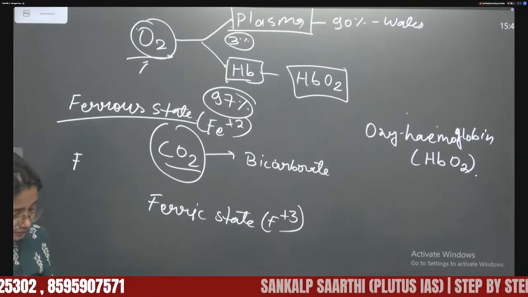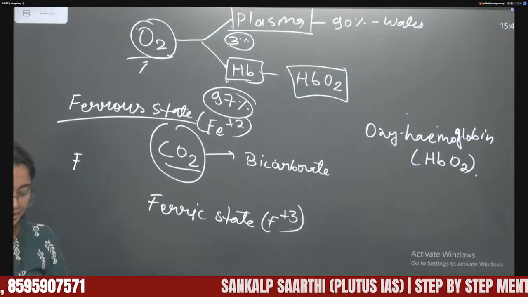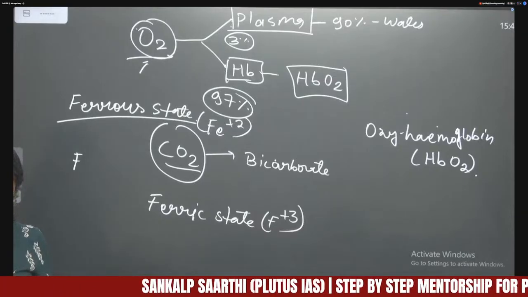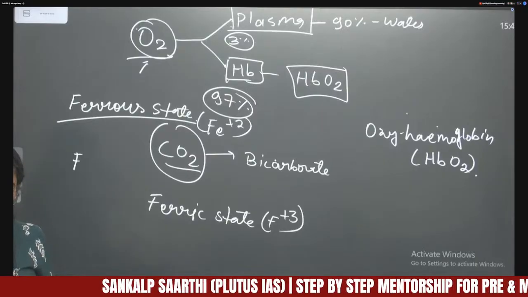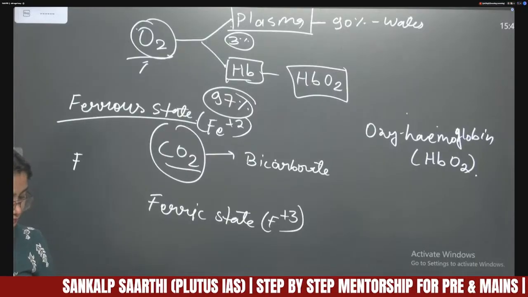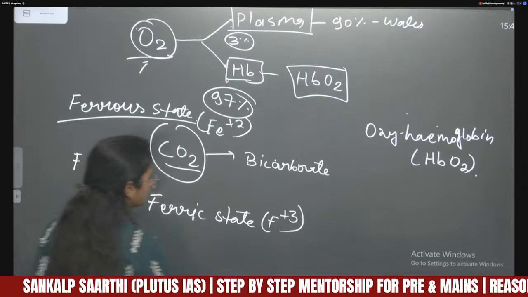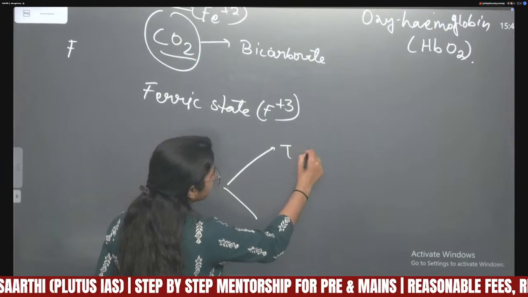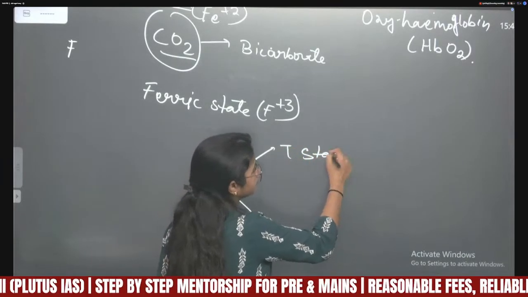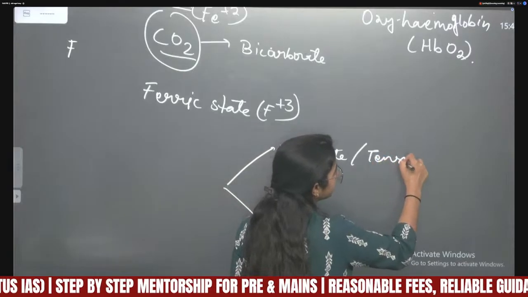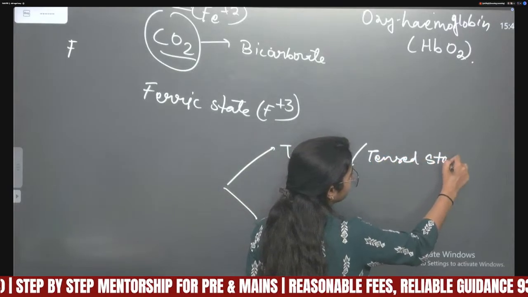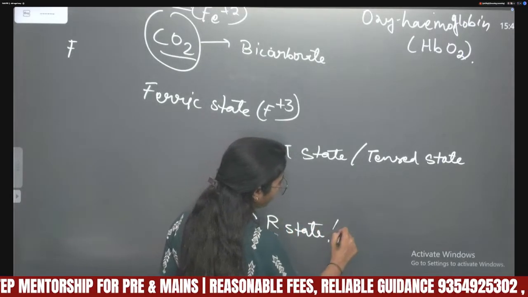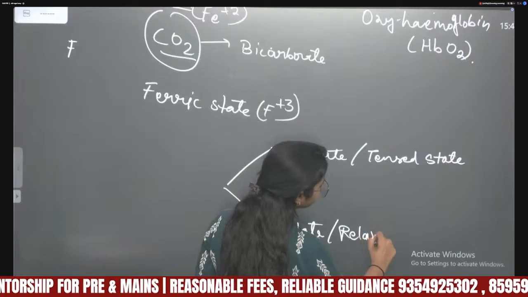Hemoglobin exists in its two conformations, that is T state or tensed state, R state or relaxed state.